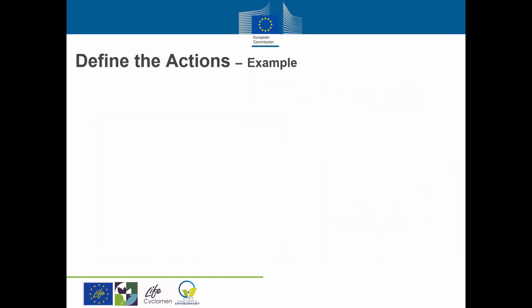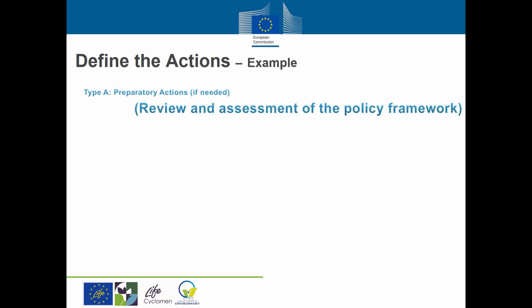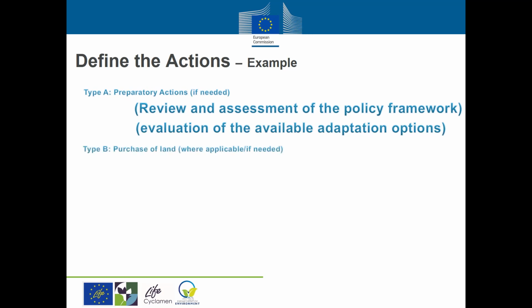Type A, preparatory actions. Remember, this type of actions should be included only if needed. Review and assessment of the national and European policy framework on pastures and evaluation of the available adaptation options. Type B, purchase of land. Again, this type of actions should be included where applicable and only if needed. Purchasing of lands, PNGP.